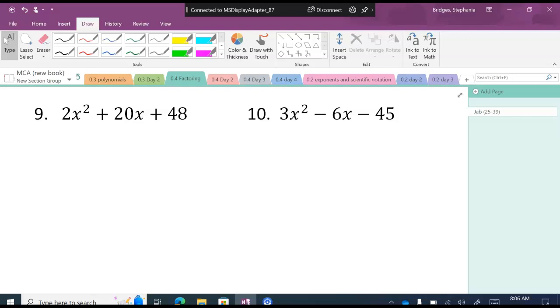A 2. So the first thing we have to do, like we did on questions 1 and 2, is factor out what they have in common. And then we have to write what's left by dividing each term by that 2.